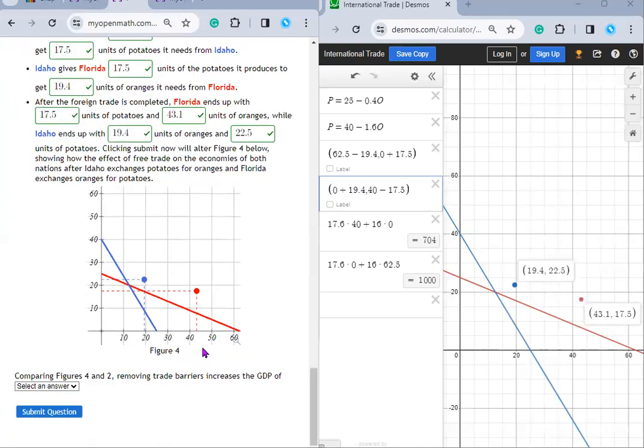So trade is the thing that lifts all boats, right? Because people are going to focus on what they do best, what comes easiest to them, right? Comparing figures 4 and 2, removing trade barriers increases GDP of both nations.